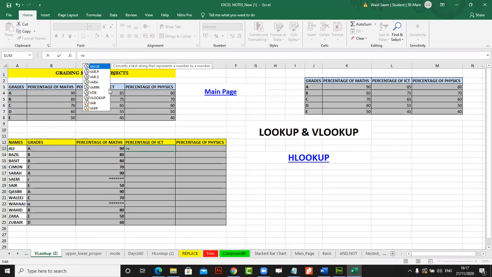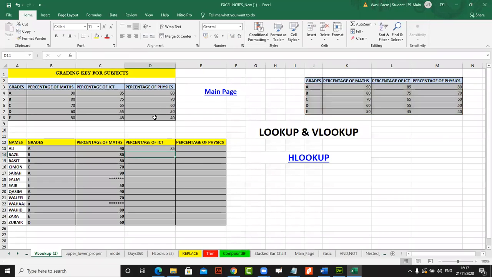It's equals VLOOKUP. My lookup value is this, comma. Now my table array, I'll choose from here. This is my table array. I select it, press F4 to lock the range, comma. And my column index number will be what now? What will be my column index number? 3. So it would be the same one. I just wanted to confirm that no one has any confusion with this. So still it is 3, and let's say comma 0.